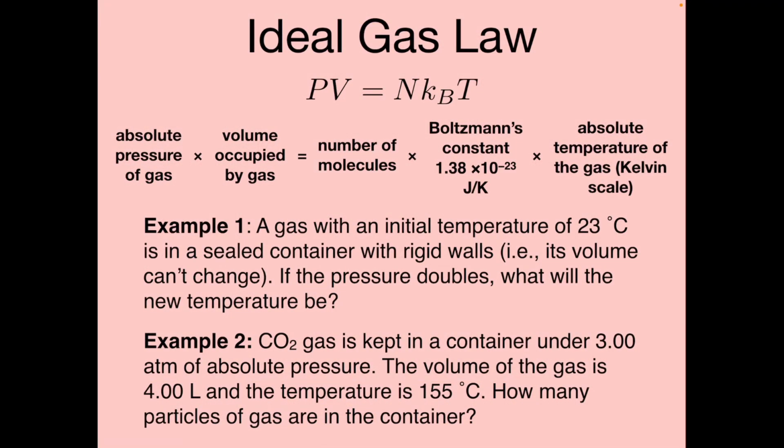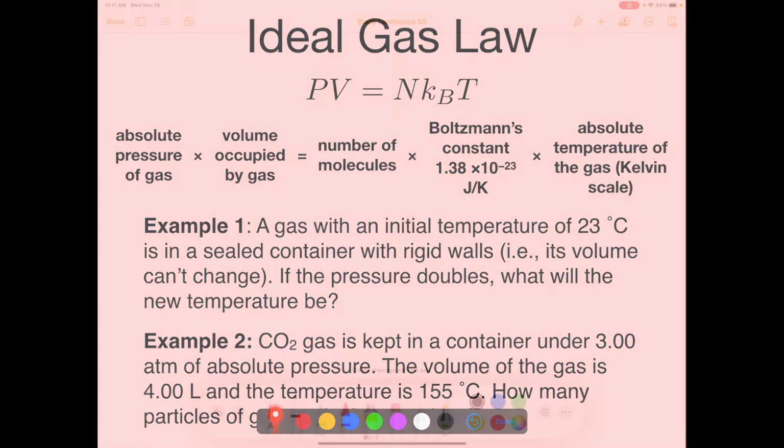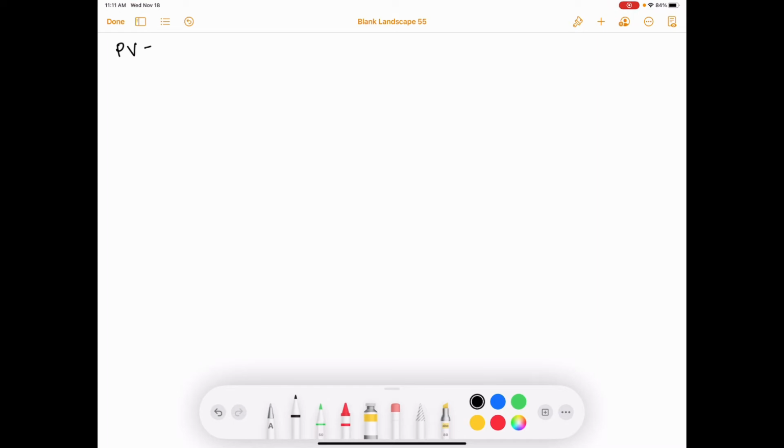Okay, here's another example. CO2 gas is kept in a container under 3 atmospheres of absolute pressure. The volume of the gas is 4 liters, and the temperature is 155 degrees Celsius. The question is, how many particles of gas are in the container? So in this one, we're solving for N. So once again, we'll start with the ideal gas law, PV equals NKT. And if we want to solve for N, let's divide out KT on both sides. That would equal PV divided by KT.